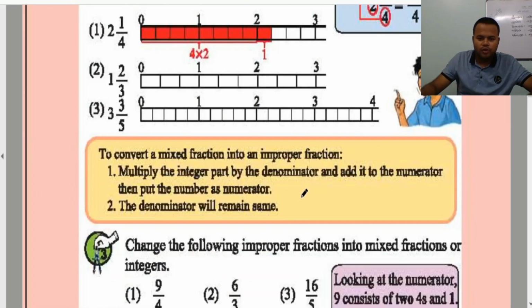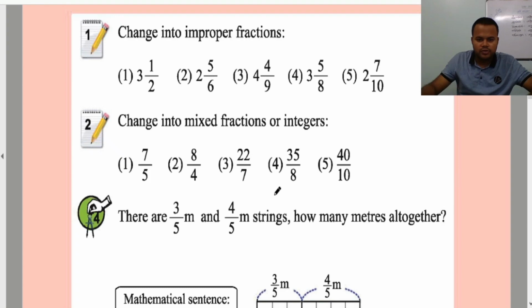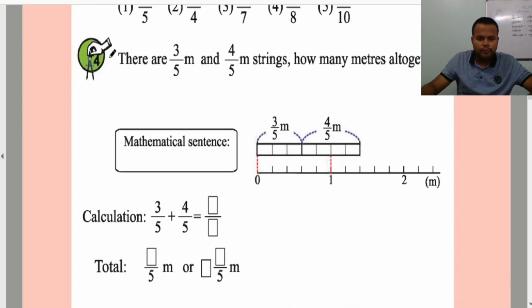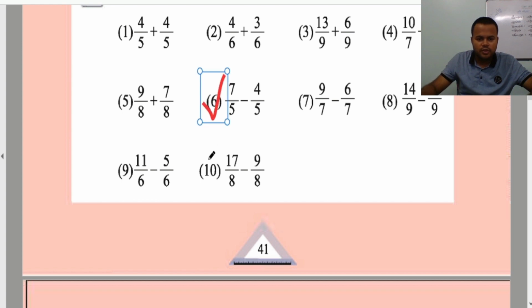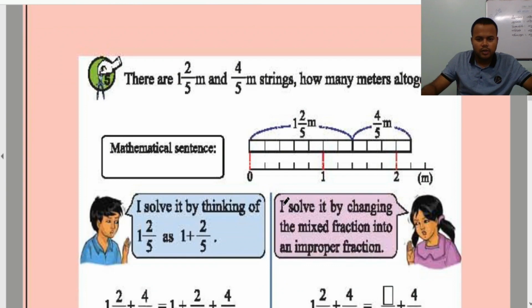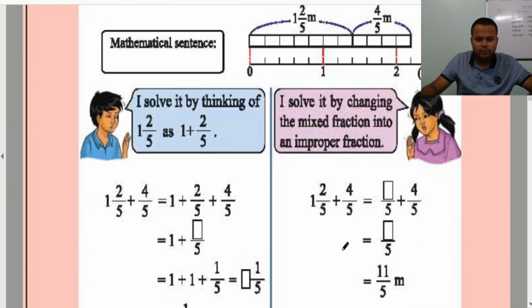We already know that. Now here you will solve question number 4, and from this just practice some problems. Okay, now here question number 5, for short question.